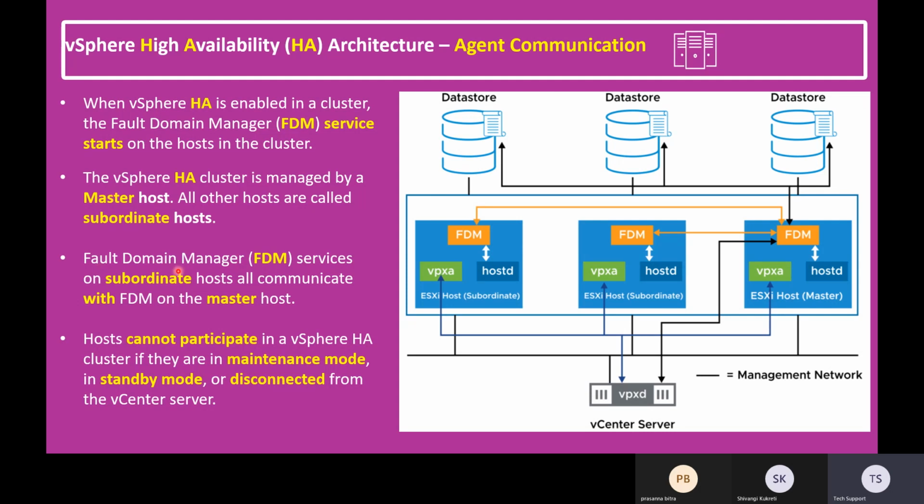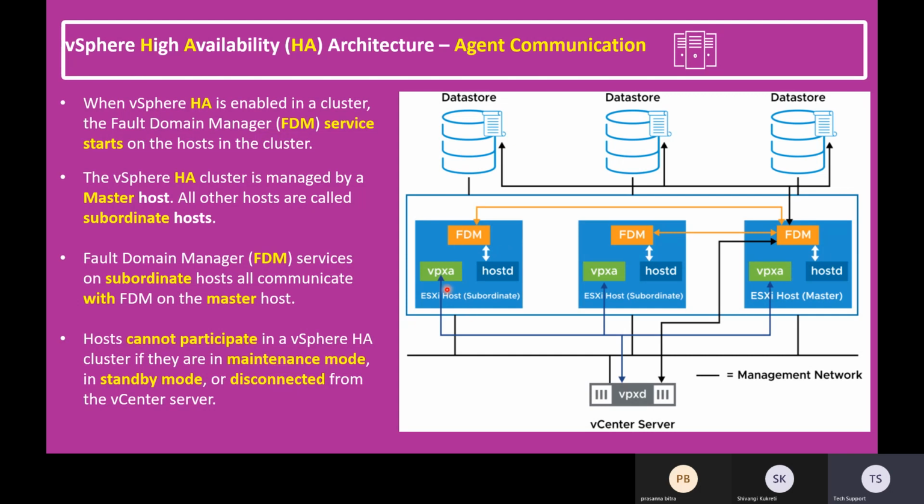The Fault Domain Manager services on the subordinate hosts all communicate with the FDM on the master host. All communication is established only through the FDM agent service. From a networking perspective, it uses the management network, and a host cannot participate in a vSphere HA cluster if it is in maintenance mode.